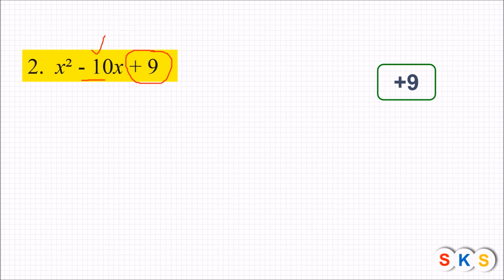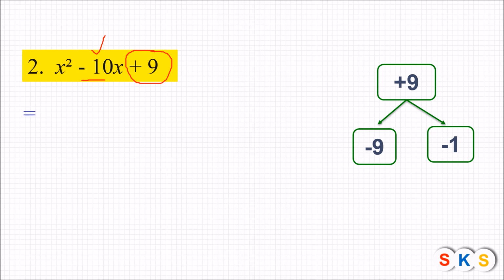So let's see the two numbers, minus 9 and minus 1. Minus 9, if we multiply with minus 1, we get plus 9, because minus into minus is plus. So minus 9 into minus 1 gives us plus 9. And when you add minus 9 with minus 1, you get minus 10. So I'm going to split the middle term minus 10x as minus 9x minus 1x.